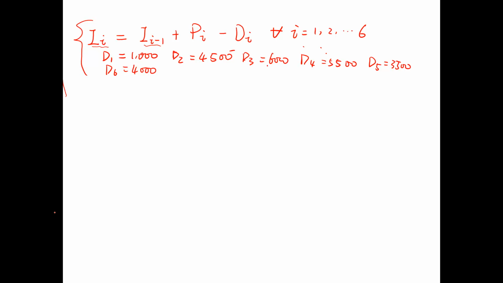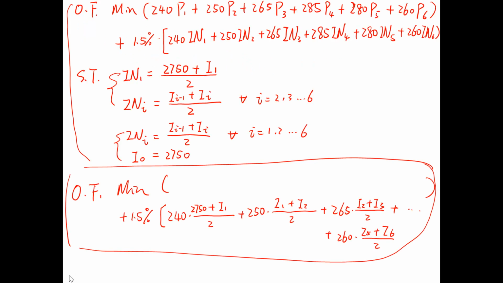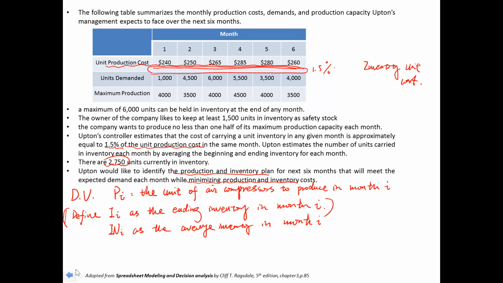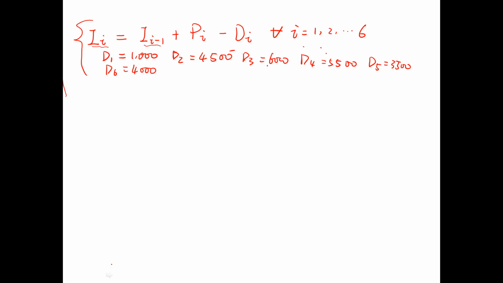Now with those relationships defined, we can go back to look at those other constraints. We used the unit cost and the unit demanded, then the maximum production. That's the capacity, which means the P_i need to be less than or equal to those. You cannot produce more than the capacity of that month. So this is the second one. Third constraint, another big group.